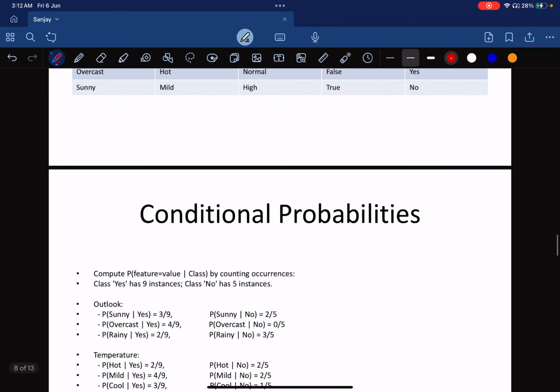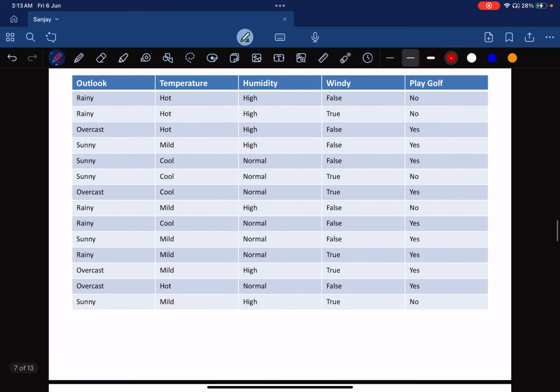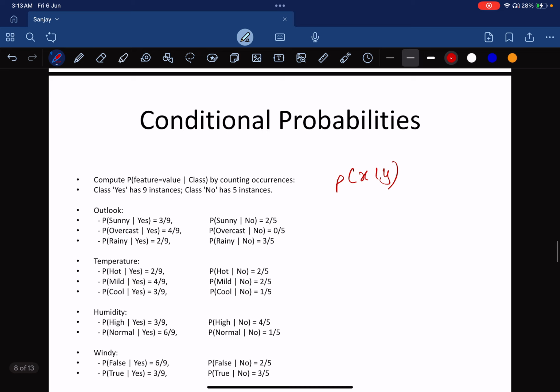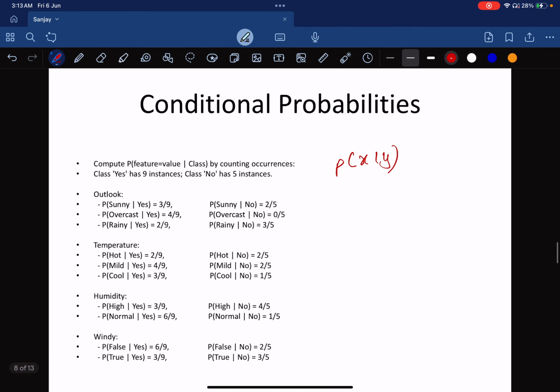Let's take conditional probability of each of them. As I told, P of x given y means that y has already happened, right? We need to find the probability of x in that y. As per the table, these classes, yes and no, have already happened. We need to find this x.